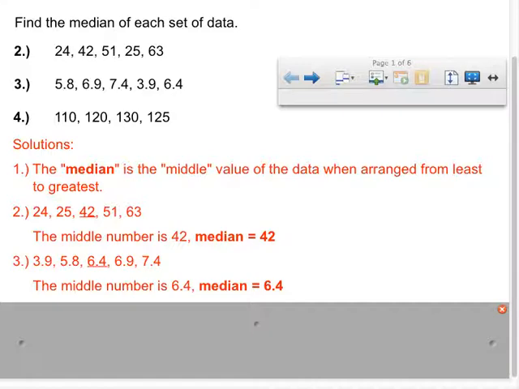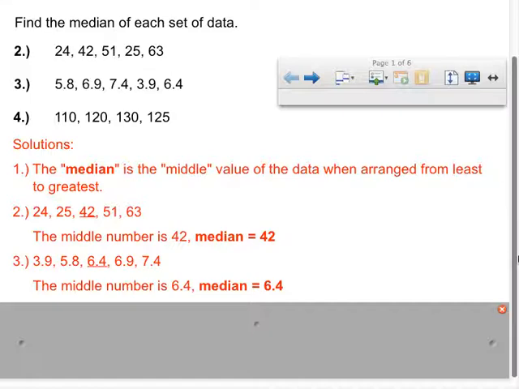Okay, now for number 4, how is number 4 different than number 2 and 3? Quinn? There's an even number here. So do we have a middle number here? No. So what do we do if we don't have a middle number? Joshua in the back. Very good. You have to make a middle number by taking the average of the two that would be in the middle of the set.